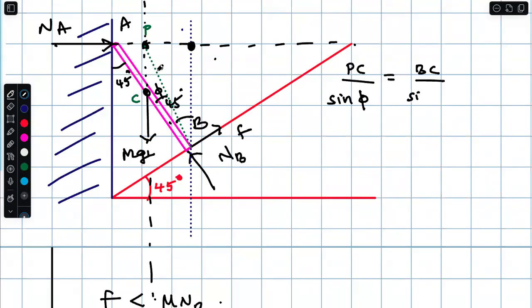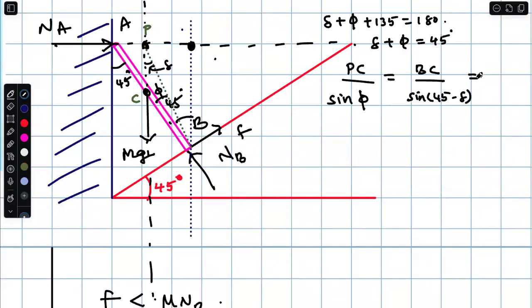One minute. This is delta. This is 135. Then what will this be? Some delta. Delta plus 5 plus 135 degrees is 180. Delta plus 5 is 45 degrees. Correct? So you want delta. So sin 45 minus delta, BC.